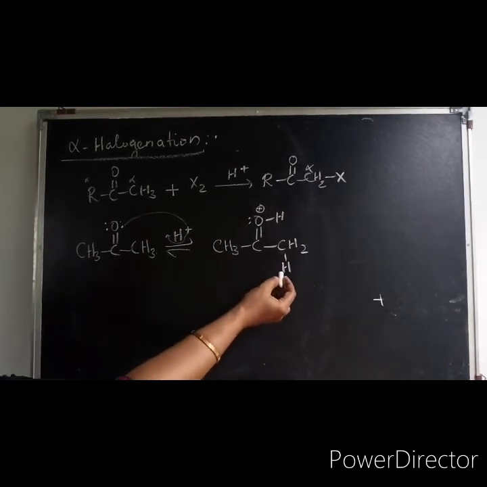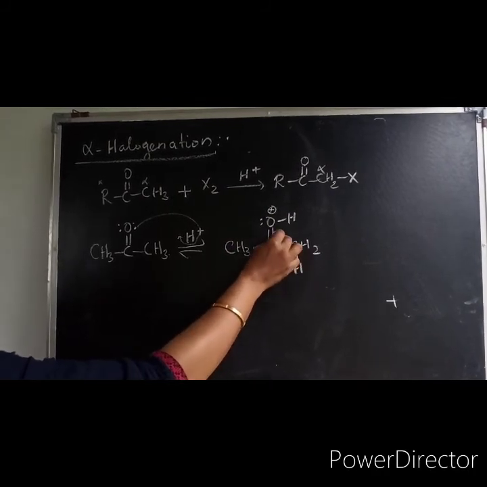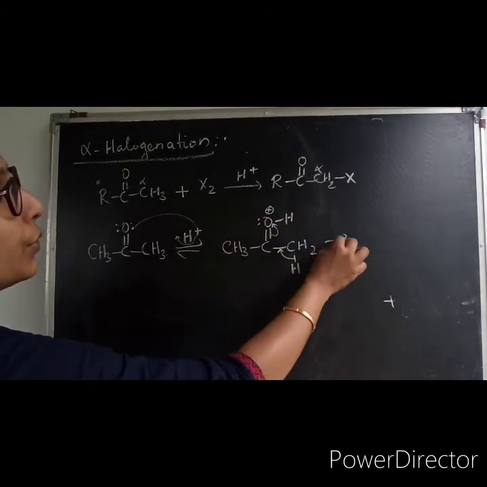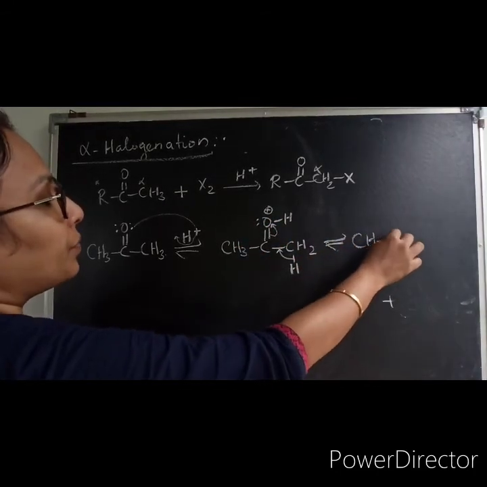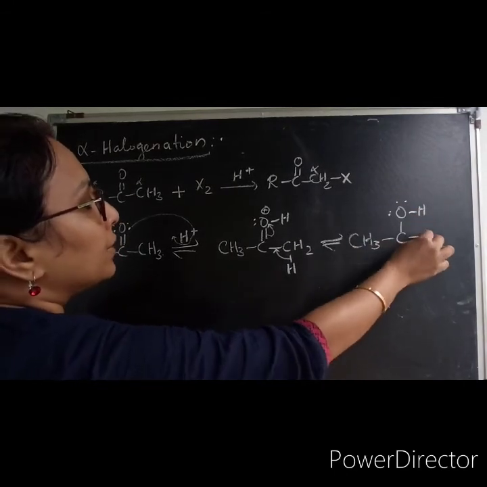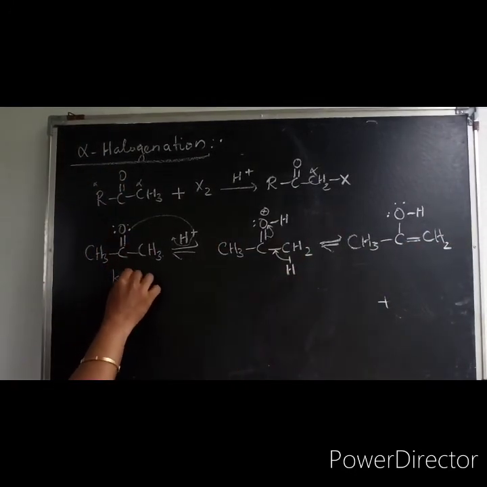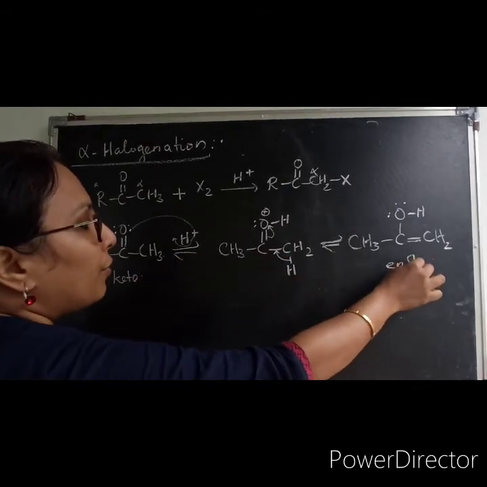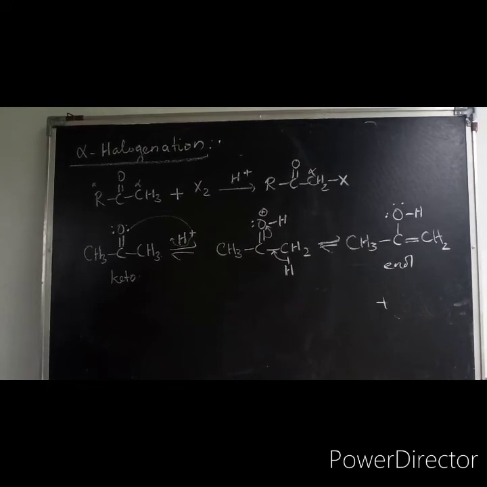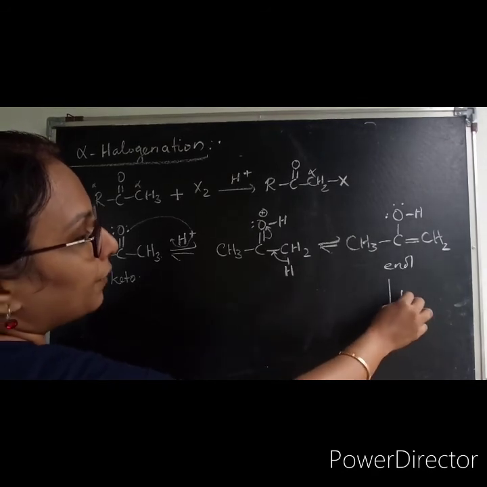Okay. Now, what will happen? You have to neutralize this positive charge. So this will be shifting over here. This pi bond will be becoming a lone pair on oxygen. So you can write CH3, COH. Now oxygen is having both the lone pairs, double bond CH2. So this was the keto form, and this is the enol form of acetone. We have seen acid catalyzed enolization, right? Now, in the next step, what will happen? This will be reacting with bromine.